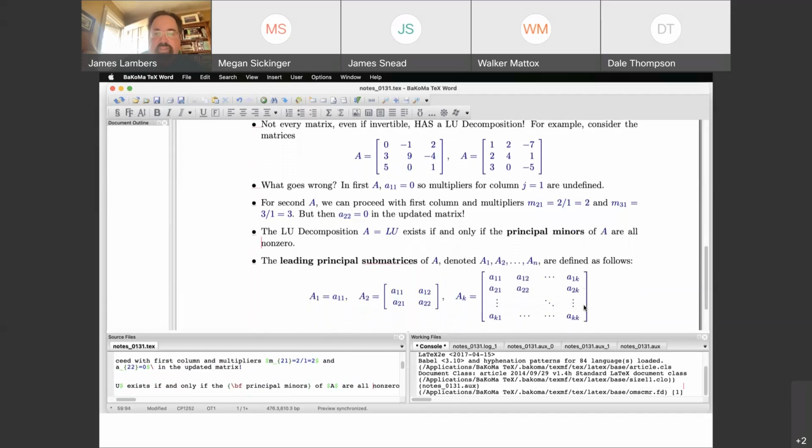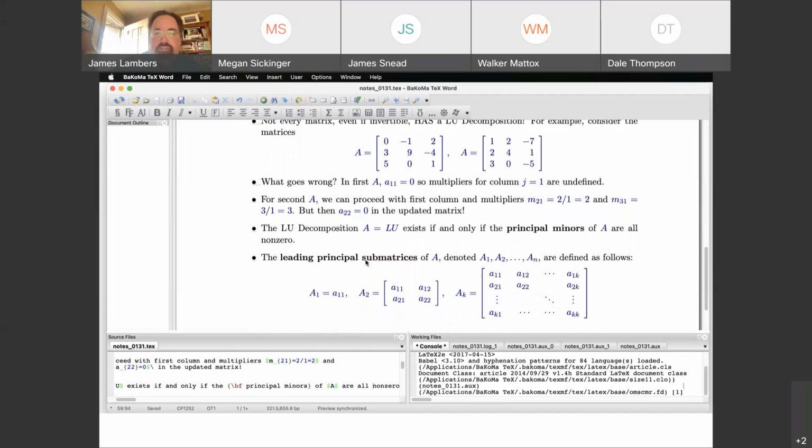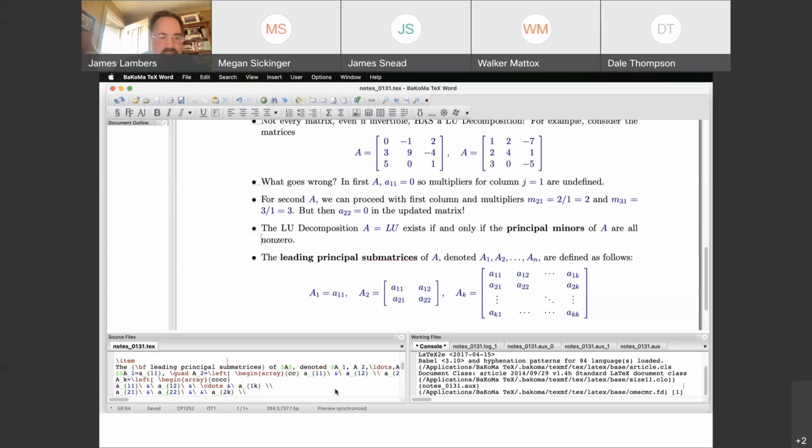So what you do is you define what are called the leading principal submatrices of A: A1, A2, up to AN. And here's how they're defined. A1 is just the 1-1 entry. A2 is this upper left 2x2 block of A. And in general, the K by K leading principal submatrix AK comes from taking the upper left K by K submatrix. So I'm taking the first K rows and the first K columns, and that gives me this K by K submatrix.